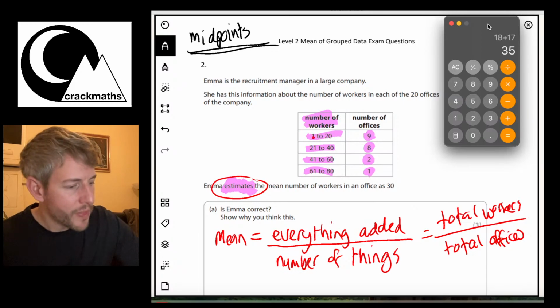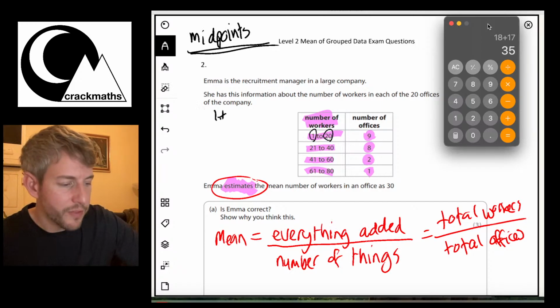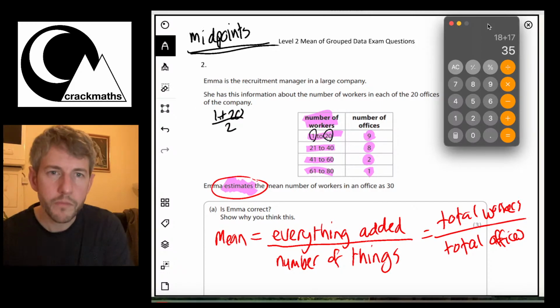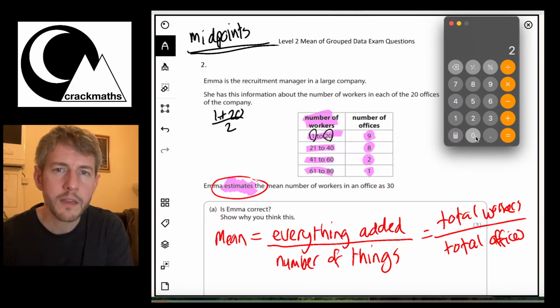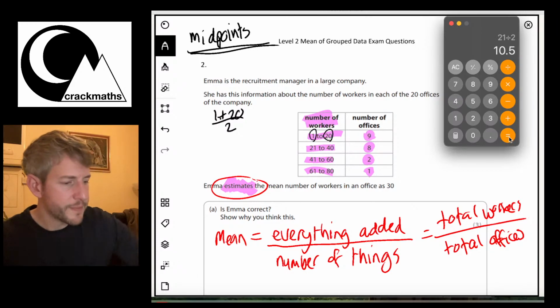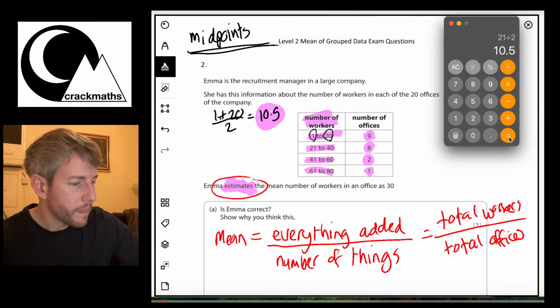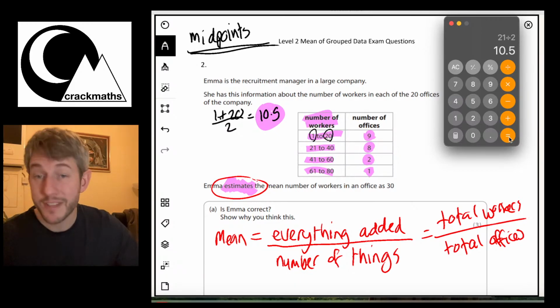So if we know that the lowest number in this interval is 1 and the highest number in this interval is 20, then we just take the mean of those by doing the lowest, add the highest, and then dividing that by 2. So if I do 20, add 1, that equals 21. And then if I divide that by 2, that gives me 10.5. Okay, so Emma is going to estimate that these 9 offices all have 10.5 workers.